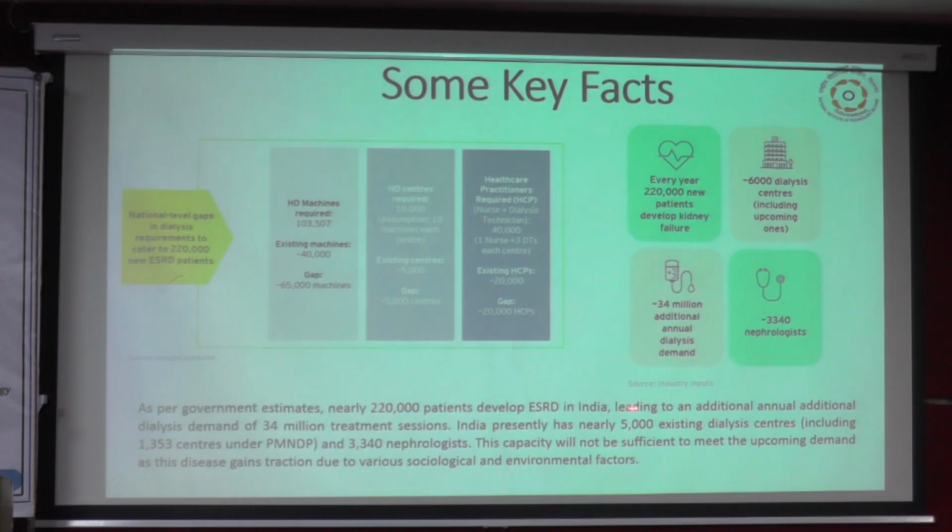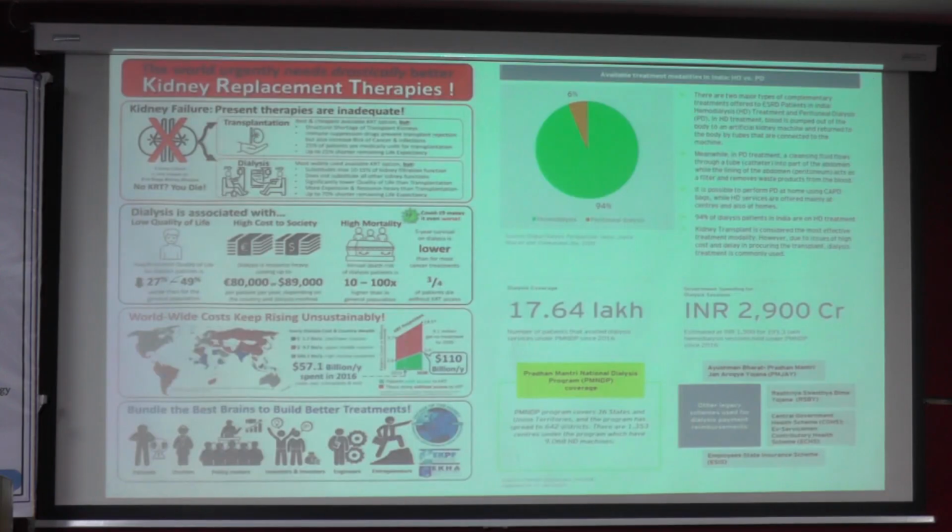So you can see the demand of 34 million treatment sessions. India presently has nearly 5,000 existing dialysis centers and 3340 nephrologists. So this capacity will not be sufficient to meet the upcoming demand as this disease gains traction due to various sociological and environmental factors. So these are the facts. There is a huge gap between dialysis delivery, nephrologists, and kidney patients.